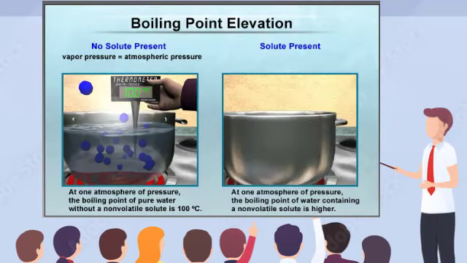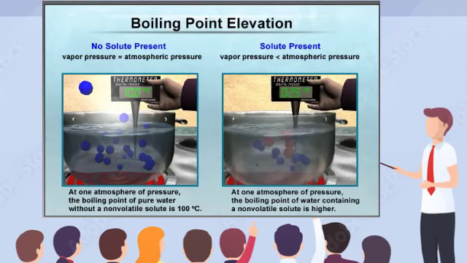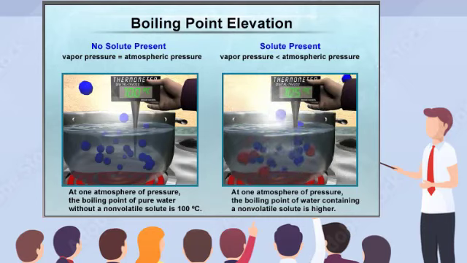In previous scenes, you learned that the addition of a non-volatile solute to a solvent decreases vapor pressure. The reduction of vapor pressure in turn affects boiling point, because more heat is required in the presence of a non-volatile solute to raise the vapor pressure enough to equal the pressure of the atmosphere. Consequently, a higher temperature is required to make the solvent boil, which can be seen in the example and on the graph showing the phase diagram of pure water.